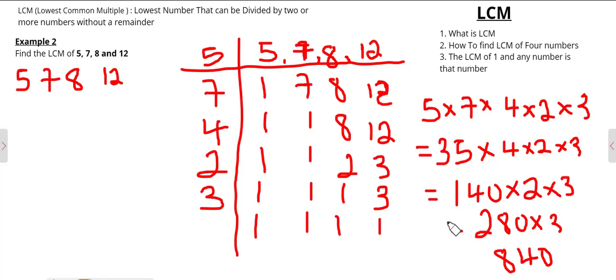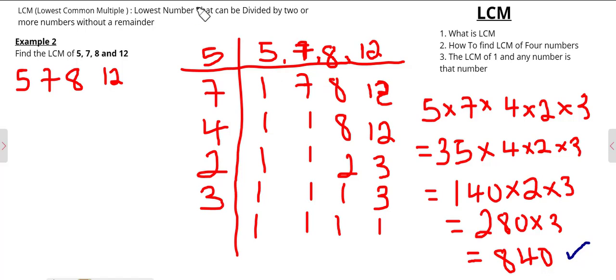So you can already see that it is not usually as simple as when we are looking for the LCM of 2 numbers or 3 numbers. Sometimes it's way bigger. So the LCM of 5, 7, 8 and 12 is 840. So if you want, you can try your hand on more examples.